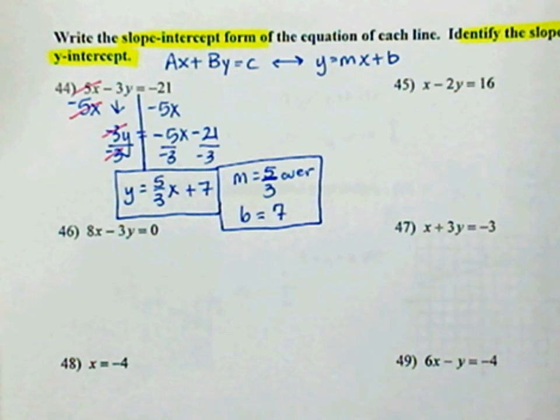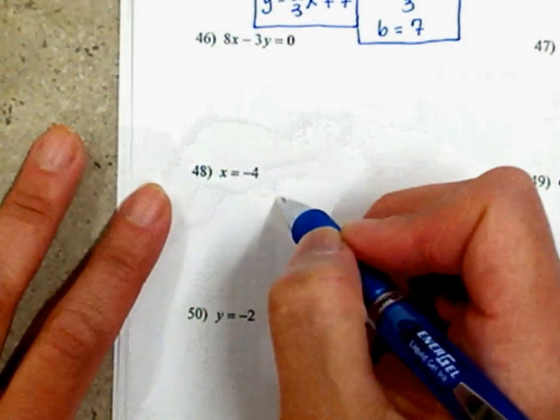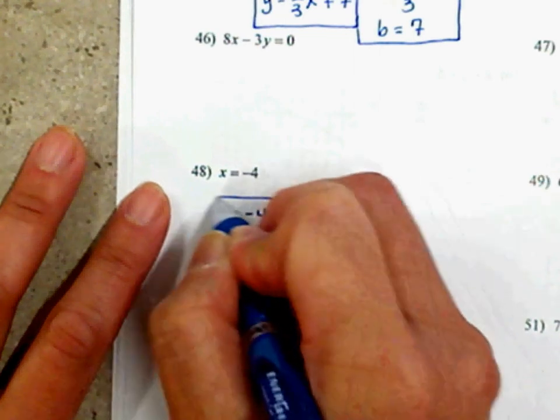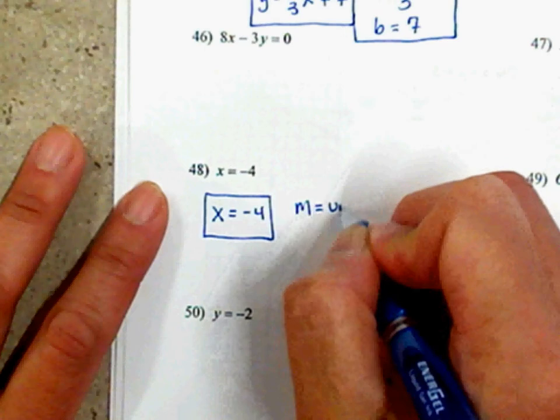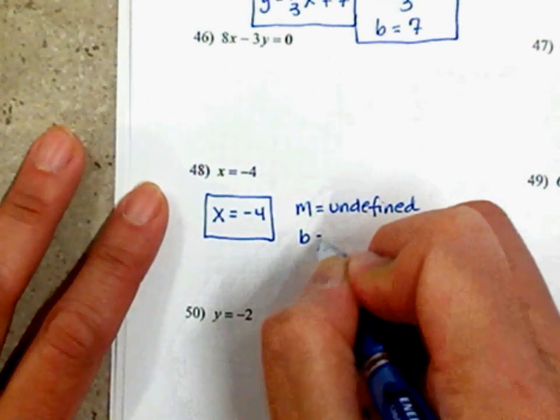All right, let's look at number 48. Notice I don't have a y. So it's already written, so make sure you rewrite it. Slope is undefined. Y-intercept is NA. They always go together. Okay.